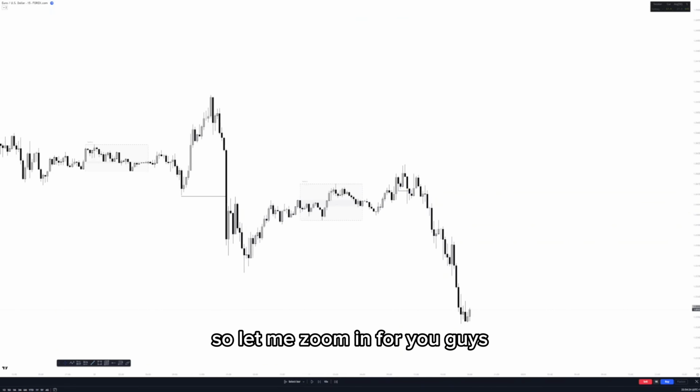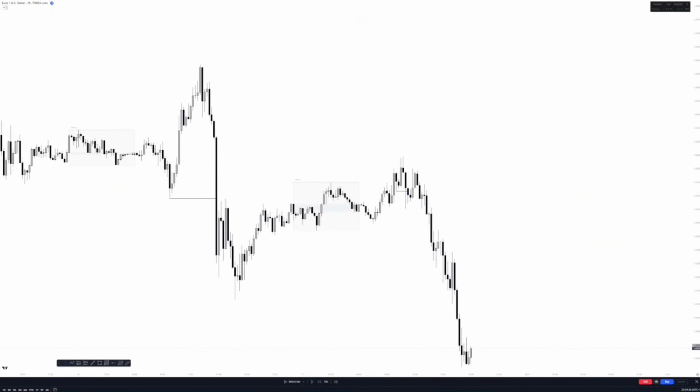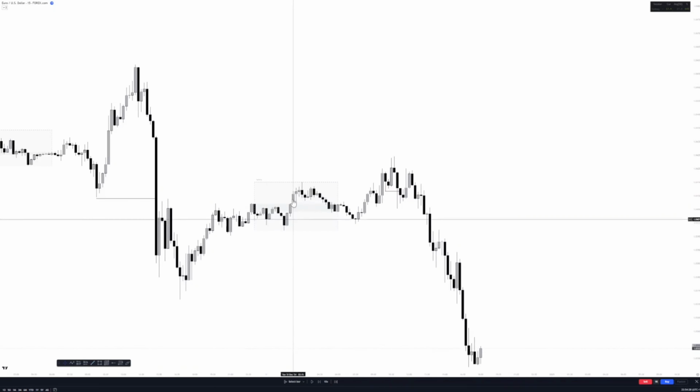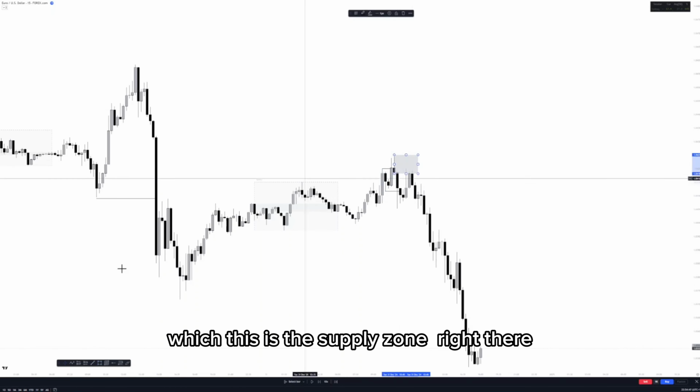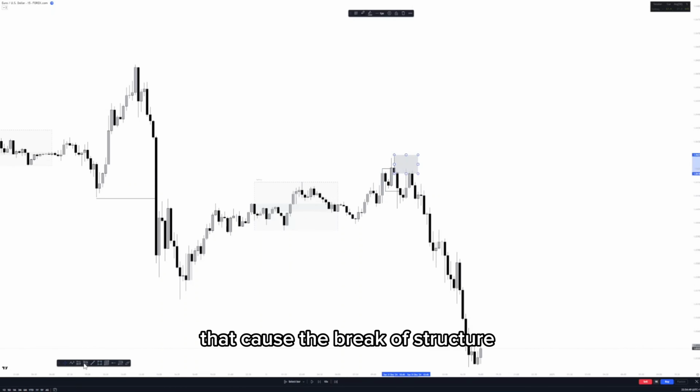Let me zoom in for you guys. As you can see, we have the accumulation, then we have the manipulation. We have a clear displacement. So price raided this high. Then with this structure, we have the break of structure to the downside, and we will be using the supply zone that caused the break of structure, which is the supply zone right there. That's the area that caused the break of structure.